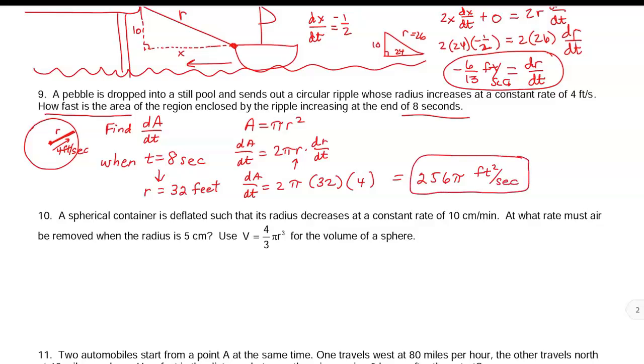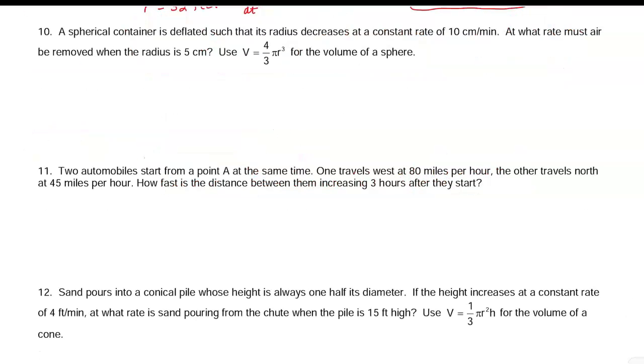A spherical container is deflated such that its radius decreases at a constant rate of 10 centimeters per minute. So they're giving me dr/dt is negative 10 centimeters per minute. At what rate must air be removed when the radius is 5 centimeters? So we have our when. What we're being asked to find when they're talking about air being removed is a change in the volume. So we're going to find dV/dt when r equals 5.